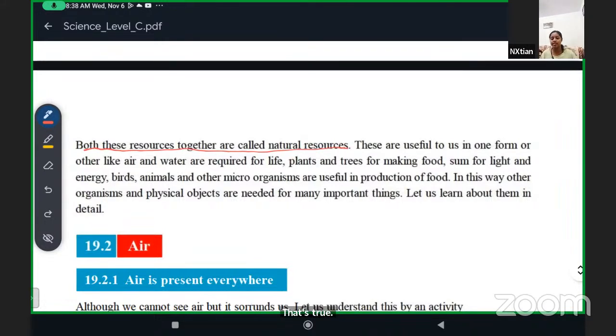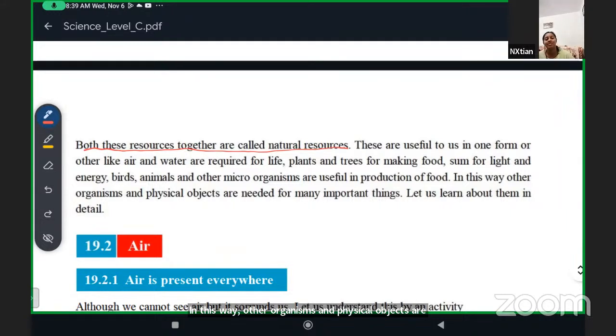These are useful to us in one form or the other. Like air and water are required for life. Plants and trees for making food, sun for light and energy. Birds, animals, and other organisms are useful in production of food. So in this way, other organisms and physical objects are needed for many important things.